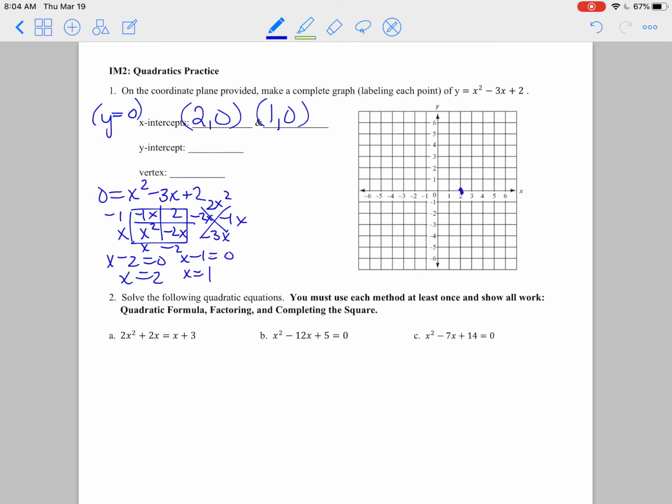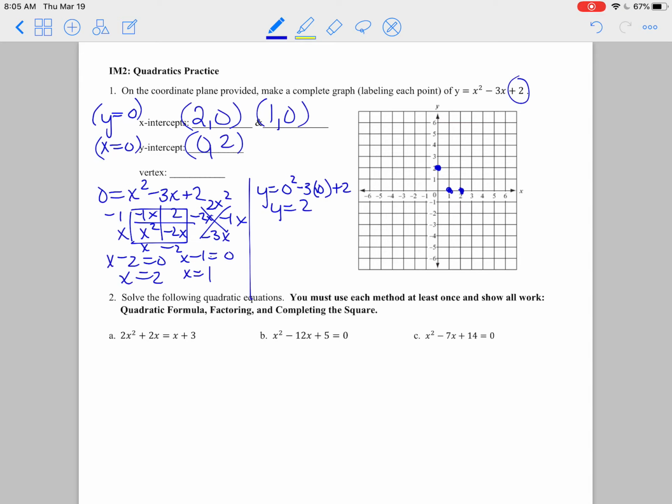Alright, so plot our points. So 2, 0 and 1, 0. Okay, for the y-intercept, the x is always 0. So I'm going to put 0 in the equation, and you're going to get y equals 2. While our equations are written in this form, the last number is always going to be your y-intercept. Okay, so I'm going to plot that point.